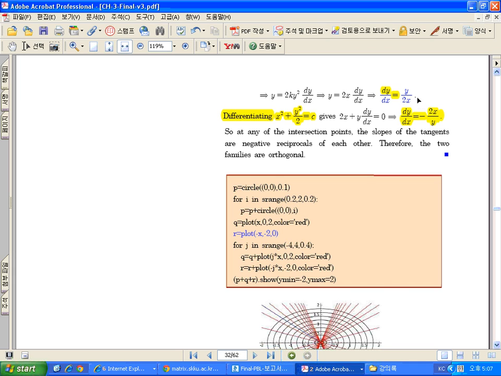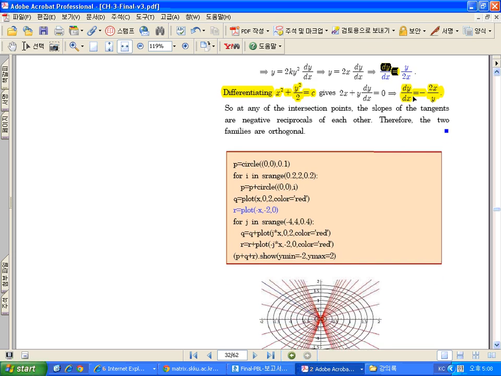So, as you see, y over 2x and minus 2x over y are the slopes. One slope is like this, the other slope is like this. So, same value with different directions, with different ratios. So you can easily find by just multiplying those two, which makes -1. That's the reason for it.